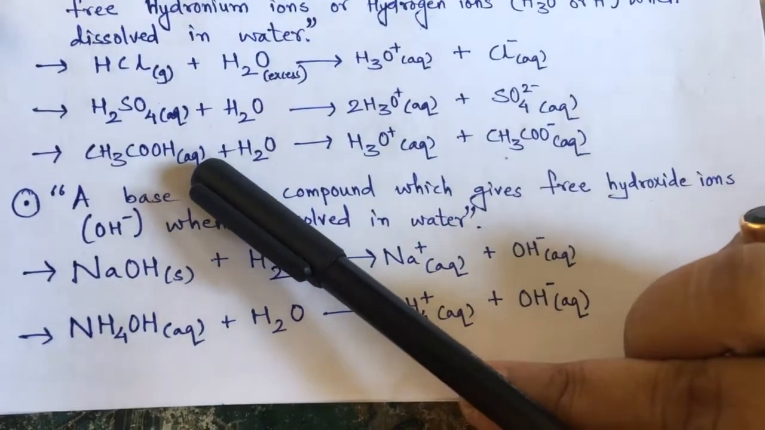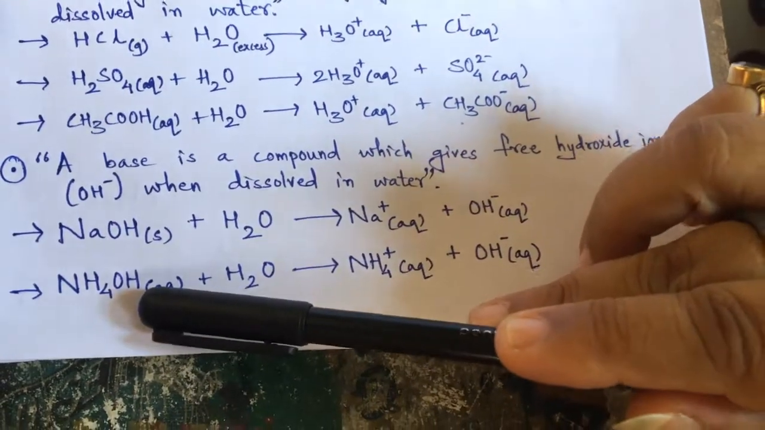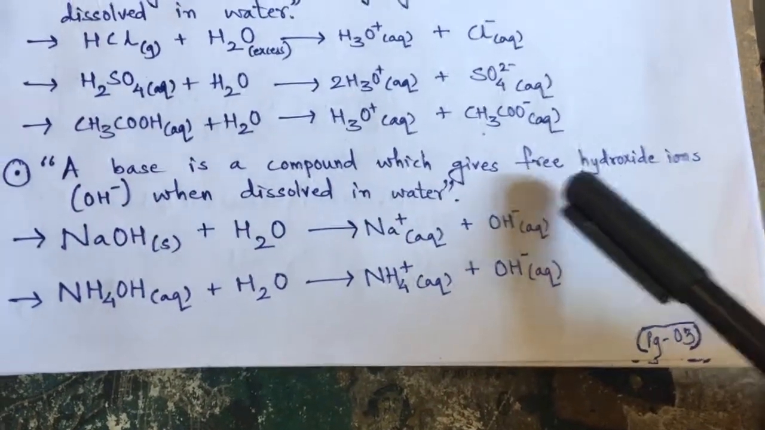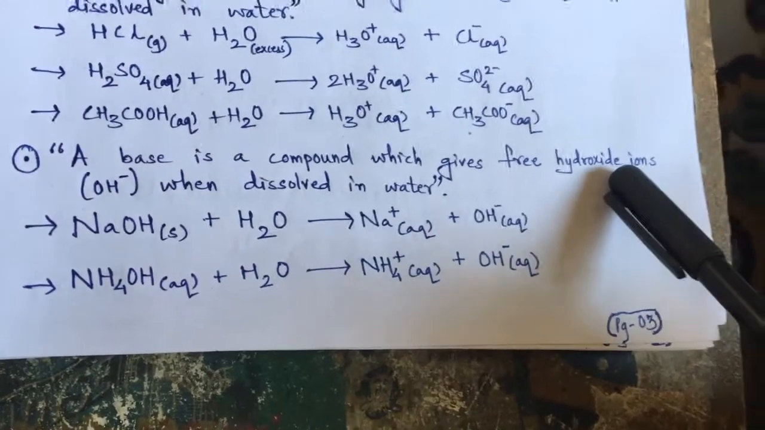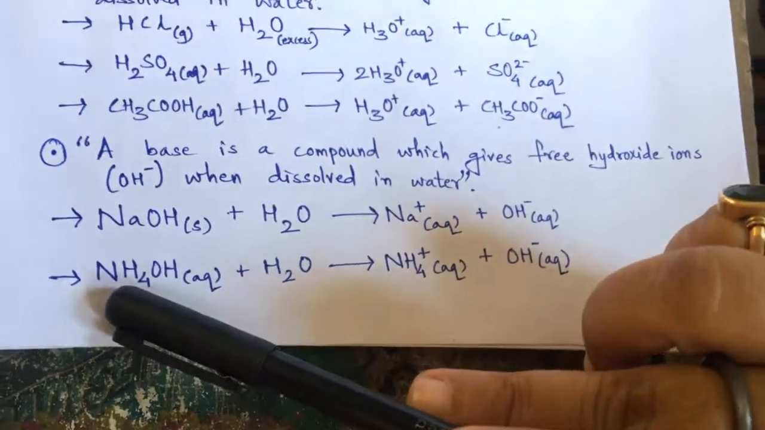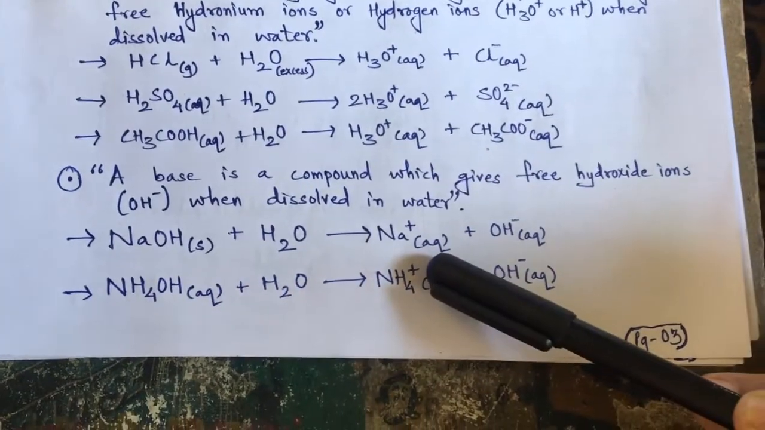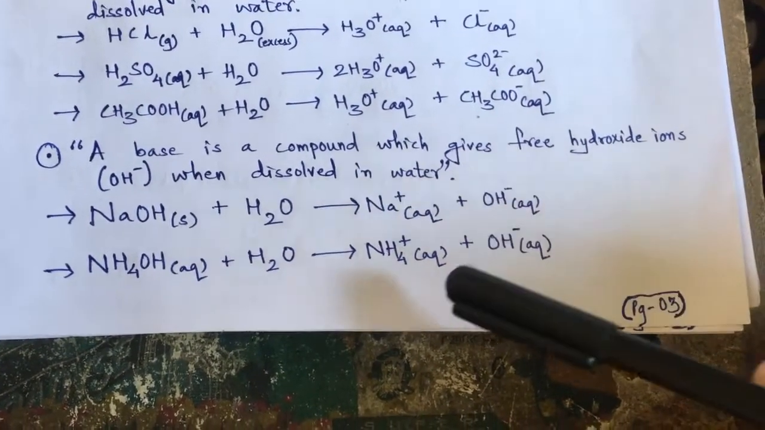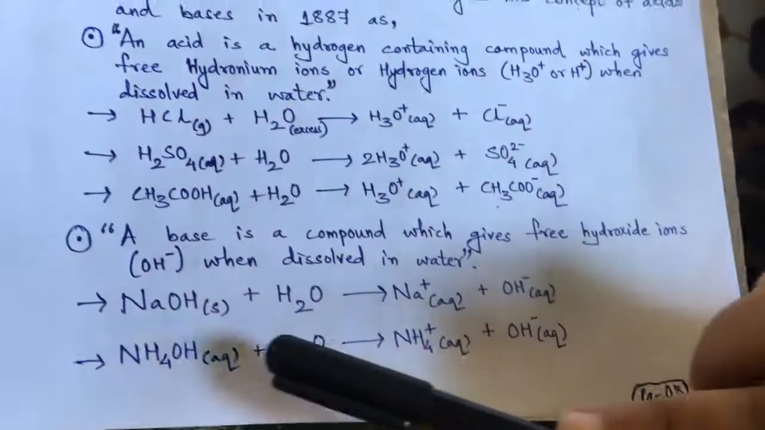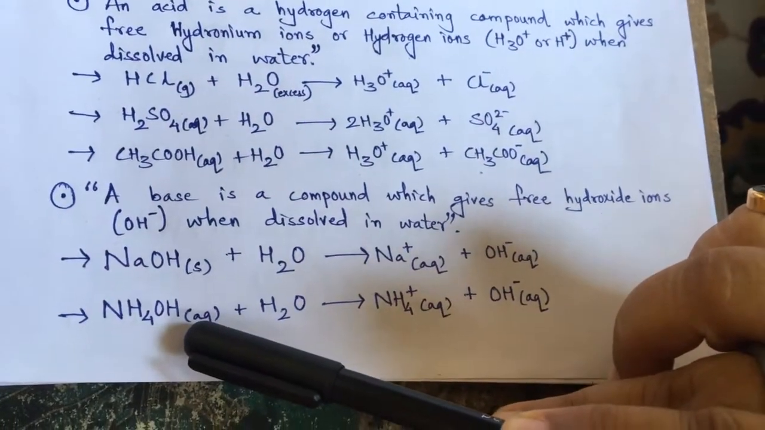And bases are substances which contain hydroxide, OH, in them, and when they are dissolved in water, they give free hydroxide ions. Then that particular substance is a base. Here you see NaOH has OH, NH4OH has OH. When they are dissolved in water, they give Na+ and OH-. Here also NH4+ and OH- are released. So such substances are considered as bases as per Arrhenius.